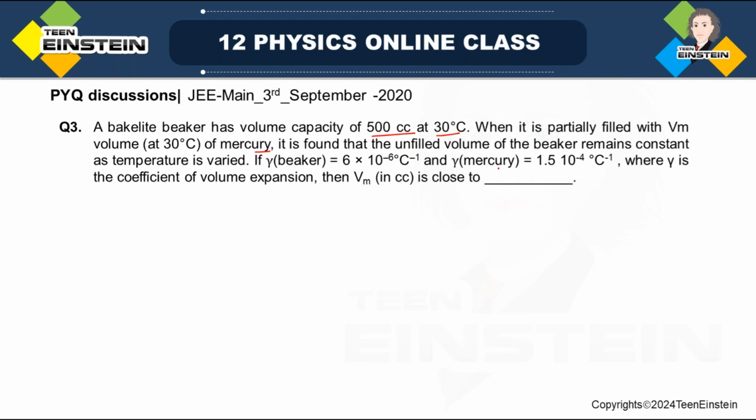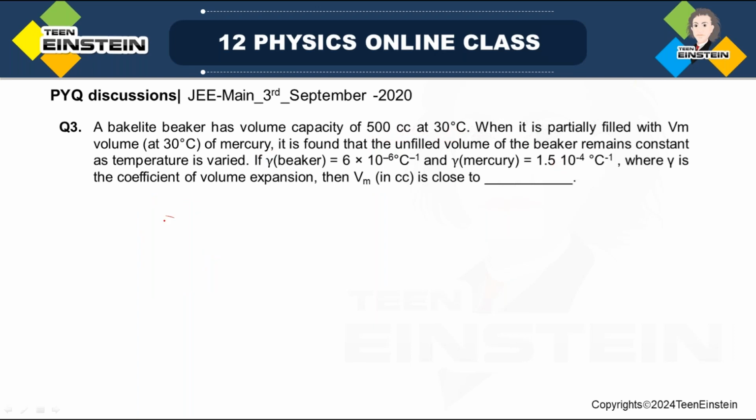And for mercury, it is 1.5 into 10 to the power minus 4 per degree centigrade. Gamma is the coefficient of volume expansion, and Vm in cc is close to what? I'll tell you, this question is saying that suppose there was a beaker initially. Initial means it has its original volume.